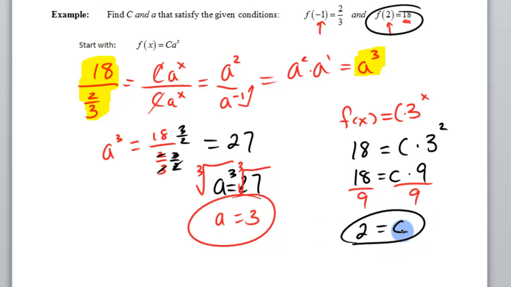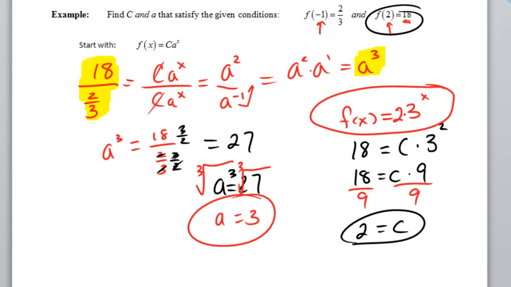Okay, so now we've got my a and my c. I go up here and replace that with a 2, and there's my function. That is an exponential with a base of 3. The y-intercept is 2, right? So it just doubles all the exponential base 3.